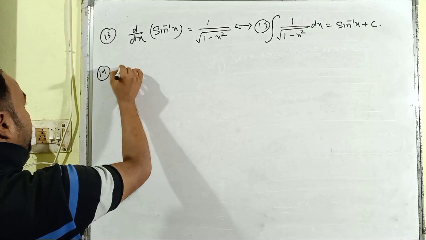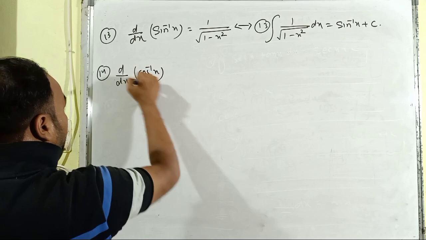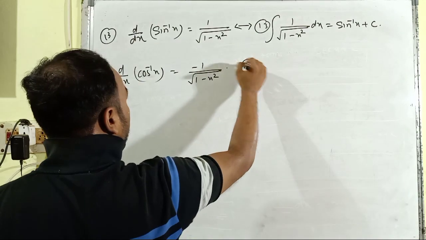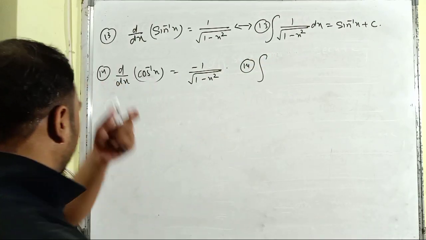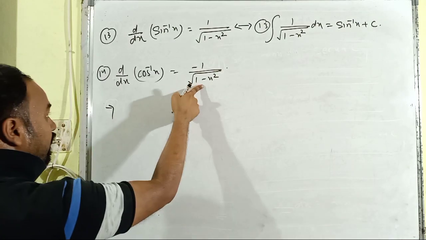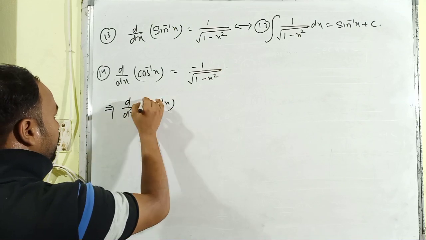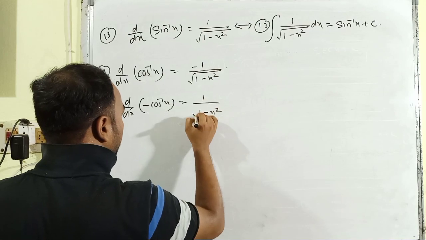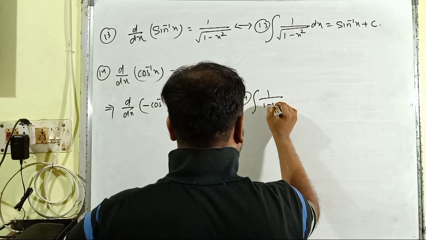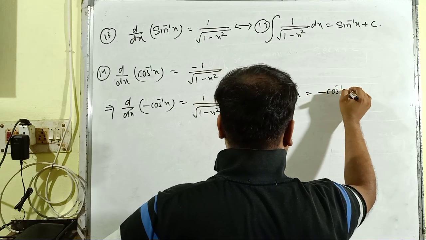The 14th formula is derivative of cos inverse x, and it is minus 1 upon the square root of 1 minus x square. Then the 14th formula of integration tells that, but before going to it, let us shift this negative sign here. Derivative of minus cos inverse x, it is 1 upon the square root of 1 minus x square. Then the 14th formula of integration tells that integral of 1 upon the square root of 1 minus x square with respect to x, it is minus cos inverse x plus c.